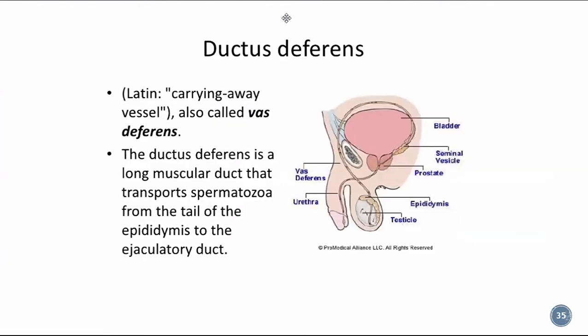When you go to the ductus deferens, from the Latin word meaning carrying away, or vessel that carries away, it's also known as the vas deferens. The ductus deferens is a long muscular duct that transports the spermatozoa from the tail of the epididymis to the ejaculatory ducts. So this is your vas deferens, this long structure. We will trace the course of this vas deferens later on.